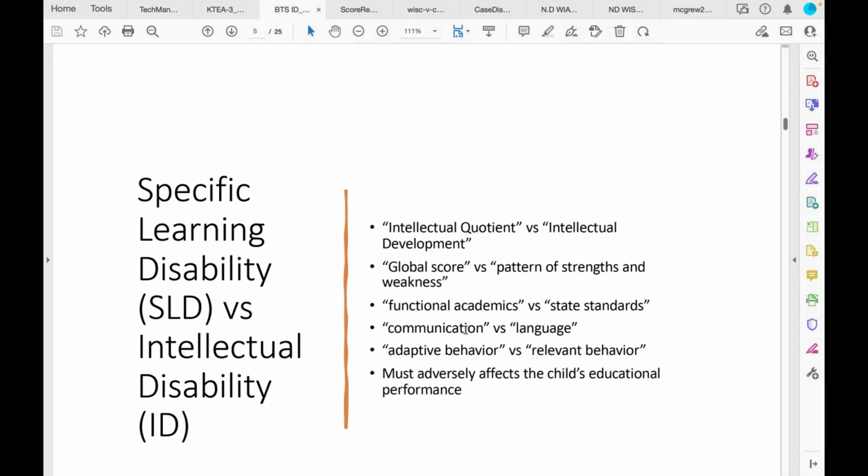Communication is also an area that we assess. If we assess adaptive behavior for a kid with ID, we're assessing communication, and in SLD, it's language. SLD is a language-based disability. And then we have adaptive behavior versus what the framework says, which is that we have to look at relevant behavior. So there is some overlap between these, and of course it's going to result in some confusion.